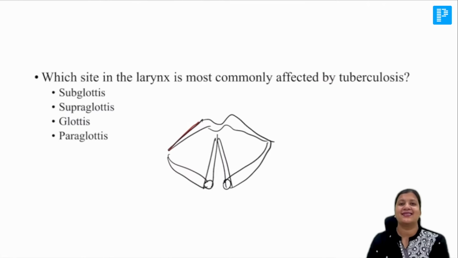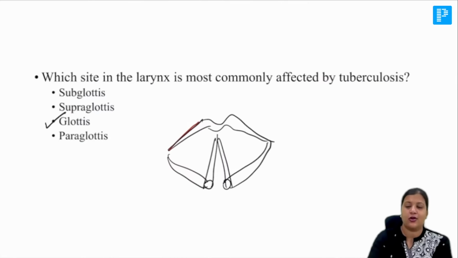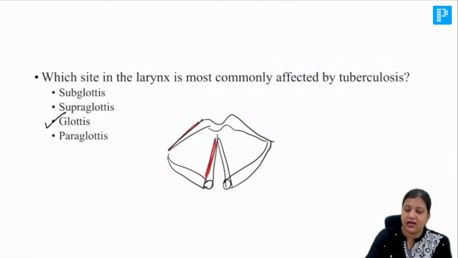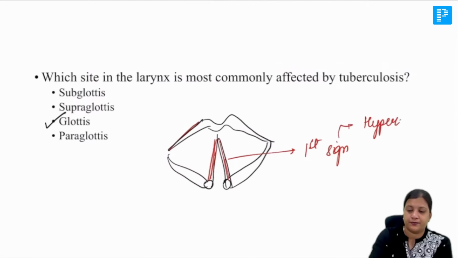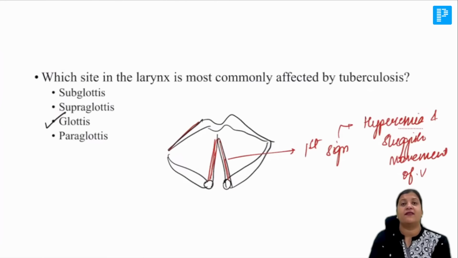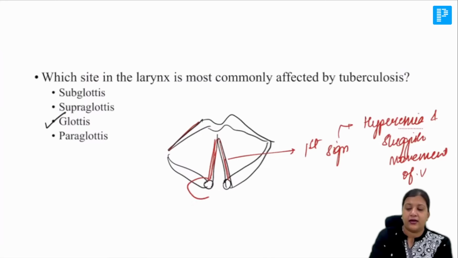Which part of the larynx is affected in tuberculosis? It is the glottis. So the first sign that we see is hyperemia or redness of the vocal cord and sluggish movement. So what is the first sign? The first sign is hyperemia and sluggish movement of vocal cord, right? Then we will see that there will be swollen arytenoids.